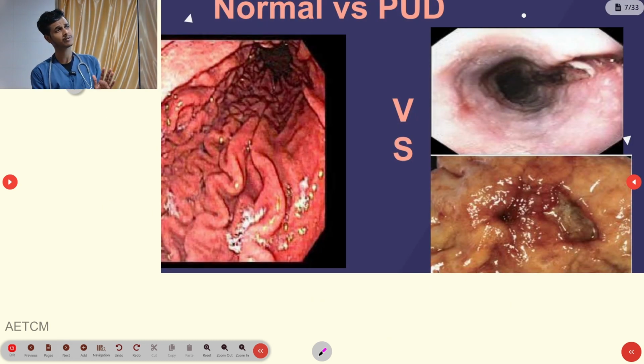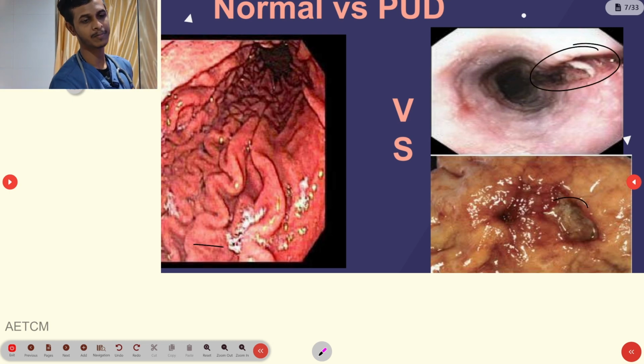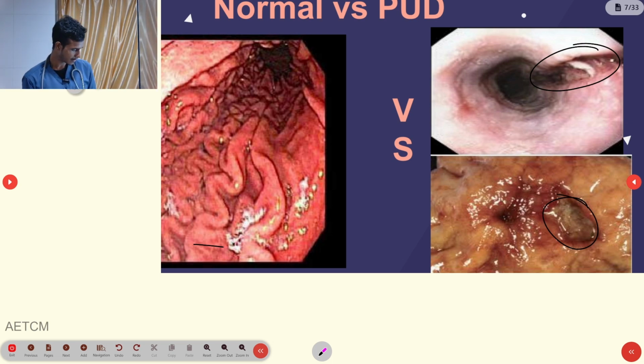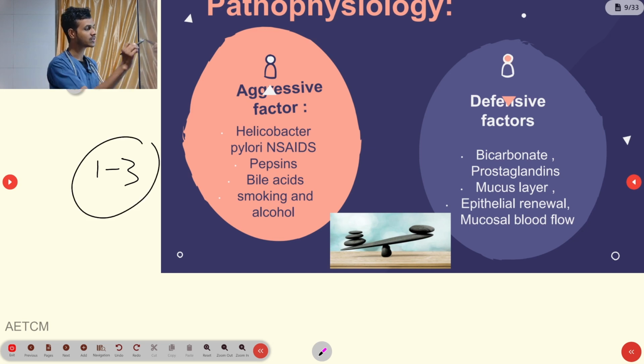And this is the image of the normal mucosa, and here you can see some erosion because of the peptic ulcer disease. And then coming to pathophysiology, usually our gastric content pH will be somewhere between 1 and 3. With this pH, it will easily erode whichever tissues. That is how acidic it is.